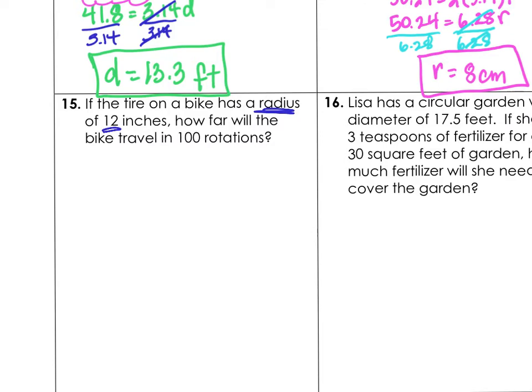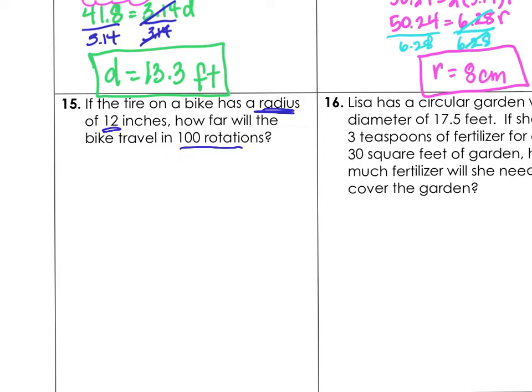Okay, the tire on a bike has a radius of 12 inches. How far will the bike travel in 100 rotations? Well, I don't know. But you have all ridden your bike in the rain and gone through puddles and splashed people. When you go through the puddle, your bike leaves that water trail. So that's what we're asking: how far would that water trail be if your bike tire had a radius of 12 inches and then it went around 100 times after it got out?